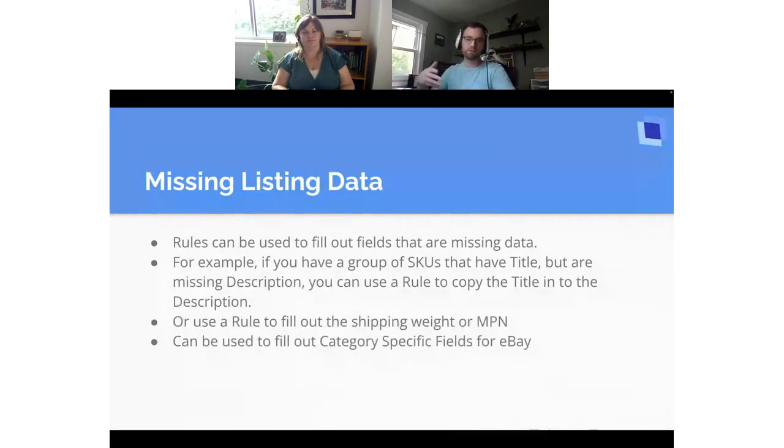You can either use it as a one-time rule. Say you have about 50 SKUs that are missing the type for this eBay listing, and you know the type is going to be the same for all, because it's basically the same product, just certain variations of it. So you can use a rule to set the field once, create it, run it, delete it, done.